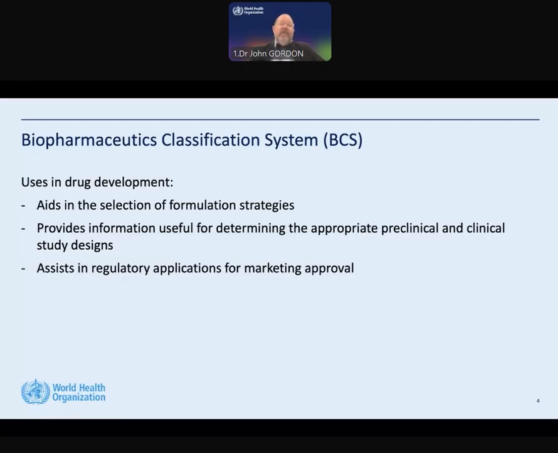So that's the more chemistry and manufacturing side of things, but a BCS classification is also very useful in terms of determining the appropriate preclinical and clinical studies that need to be conducted to show that an API within a product is a safe and effective product. And finally, of course, the BCS is used, and this is where the guideline focuses mainly, to assist in regulatory applications for a drug product once it's developed, applications for marketing approval or for after marketing approval and post-marketing variations as well.